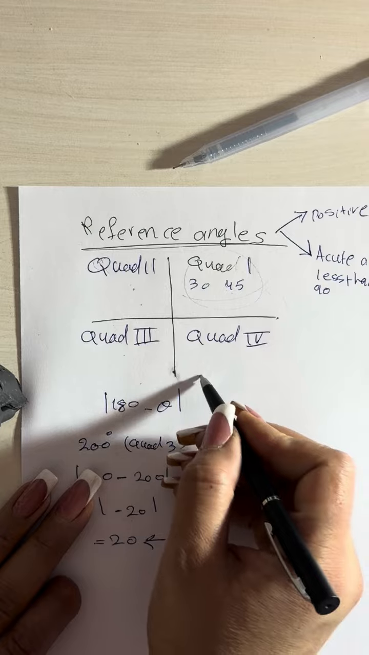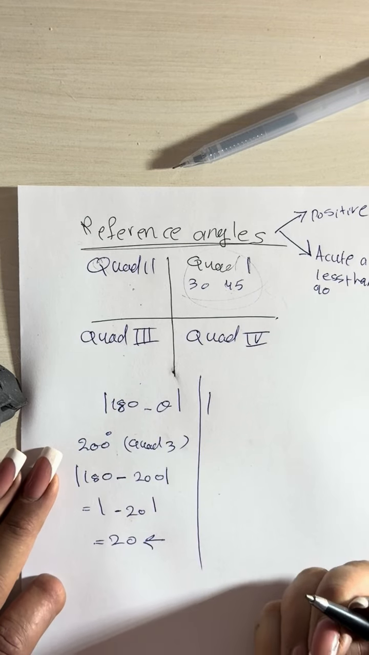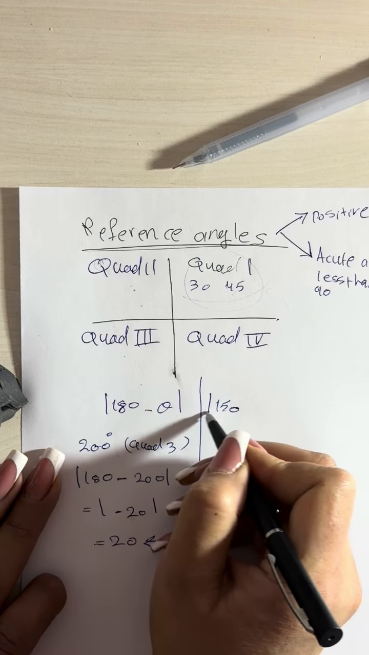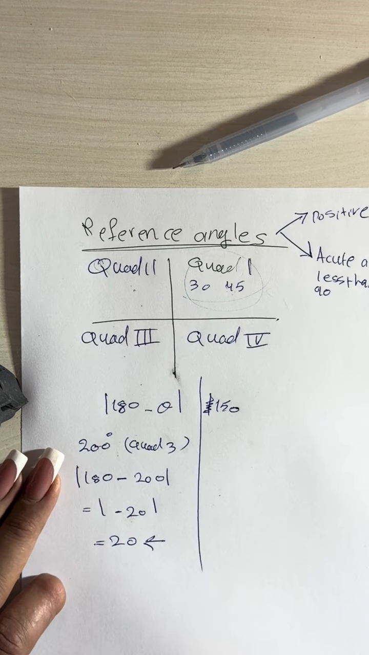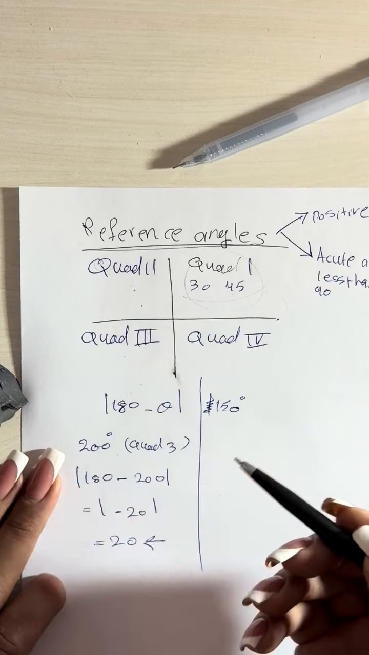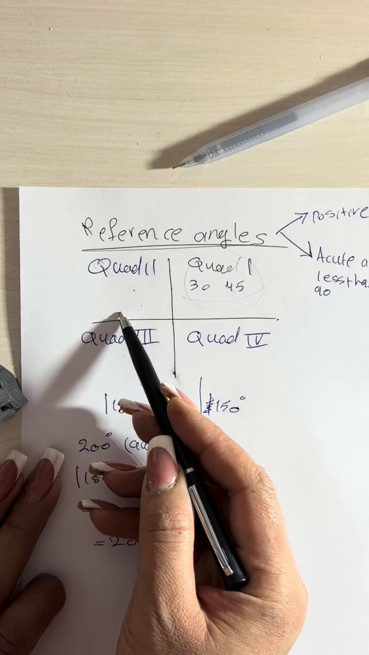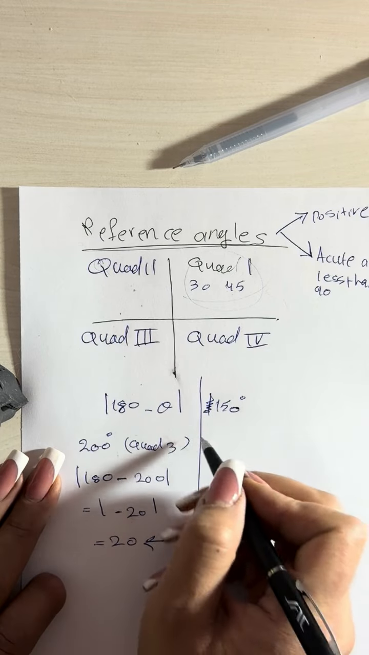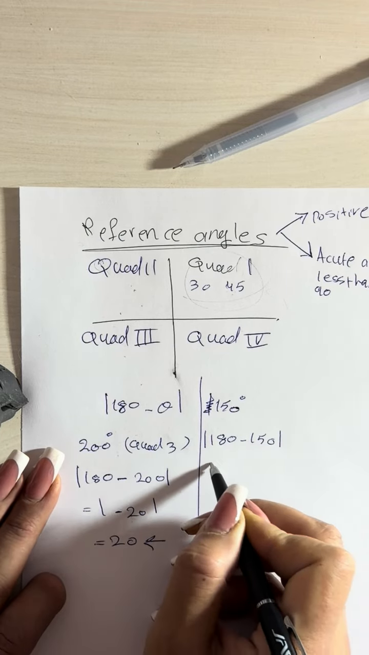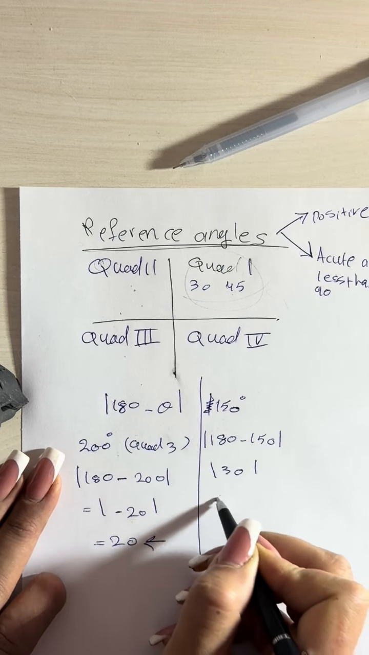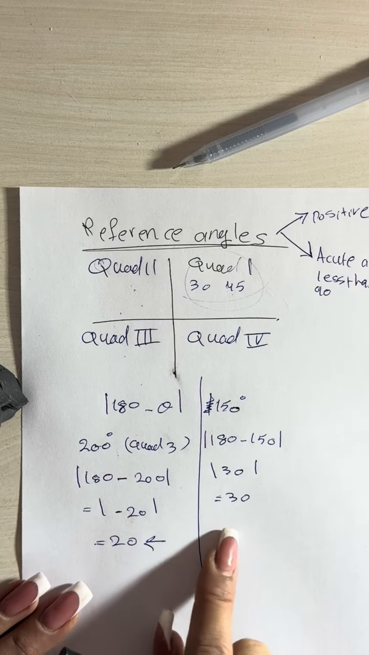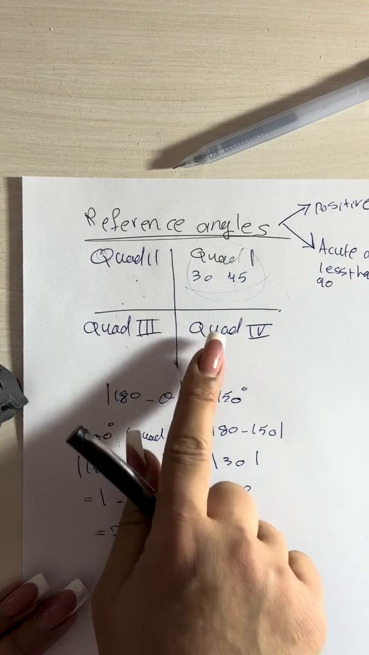Okay, now let's take another example. If I said find the reference angle for 150, decide at which quadrant it is. It's less than 180, so that means it's in the second quadrant. Second quadrant, that means 180 minus 150. It is absolute value of 30, which is 30. Look, positive and acute.